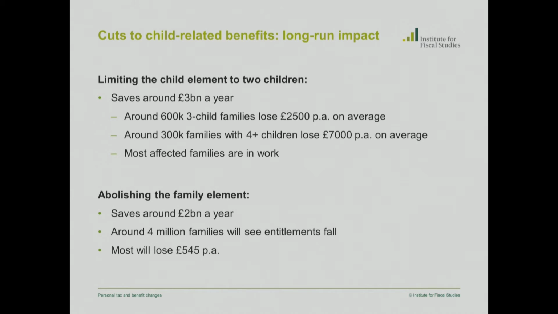The abolition of the family element, that's the extra that the first child gets. In the long run, that will save the government about £2 billion a year by reducing the entitlement of all 4 million families on tax credits by about £500 a year. What does that mean for the generosity of support for children that our benefit system provides to low-income families?